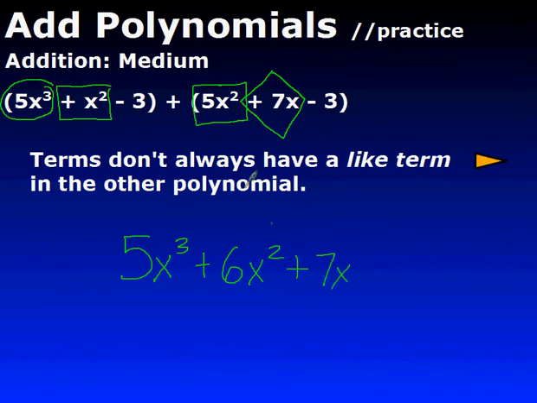And then finally, let's go after these numbers. Put hearts around them. Negative 3 and negative 3. Remember the operation here is addition. Negative 3 plus a negative 3, negative 6. Because they have the same sign, I need you to add the numbers together and then keep the sign negative. 5x to the third plus 6x squared plus 7x minus 6.